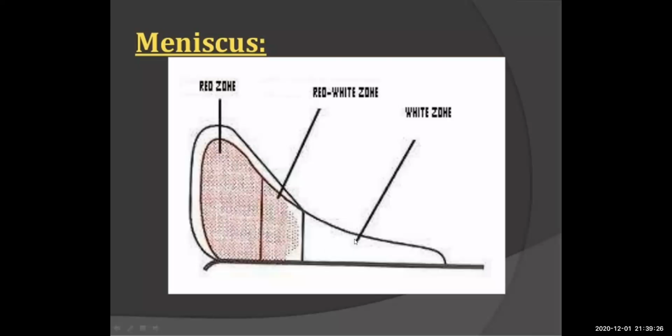Because here the probability of healing, or potentiality for healing, is really low if you compare it with the peripheral zones. According to the blood supply, we can divide the meniscus into either a red zone, which is rich, closer to the capsule, with good blood supply, or a white zone, or there is an area in between that we call the red-white zone. So we can repair up to here.